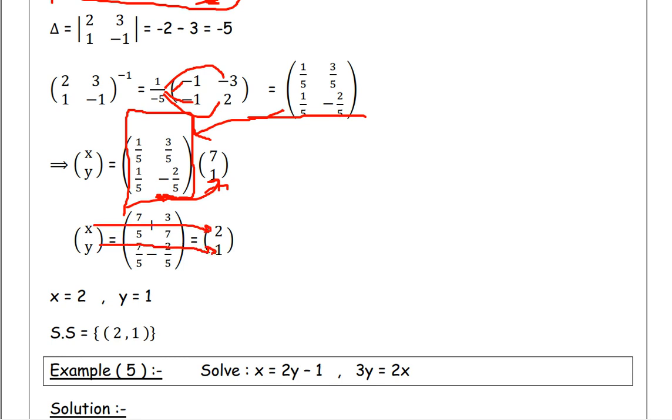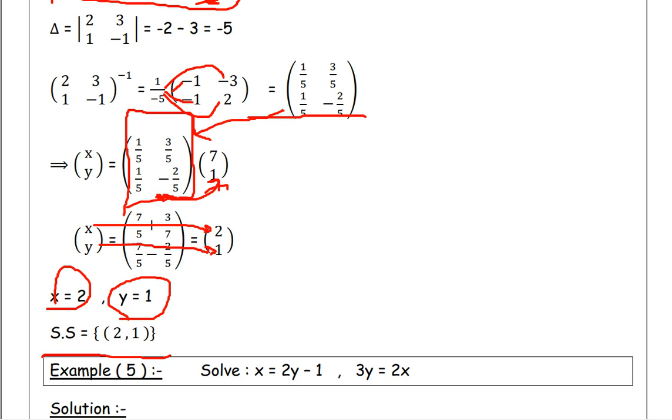Okay, so the answer for x, the value of the unknown x, is 2, and the value of the unknown y is 1. So the solution set is 2 and 1. So how can we make sure that is the right answer?